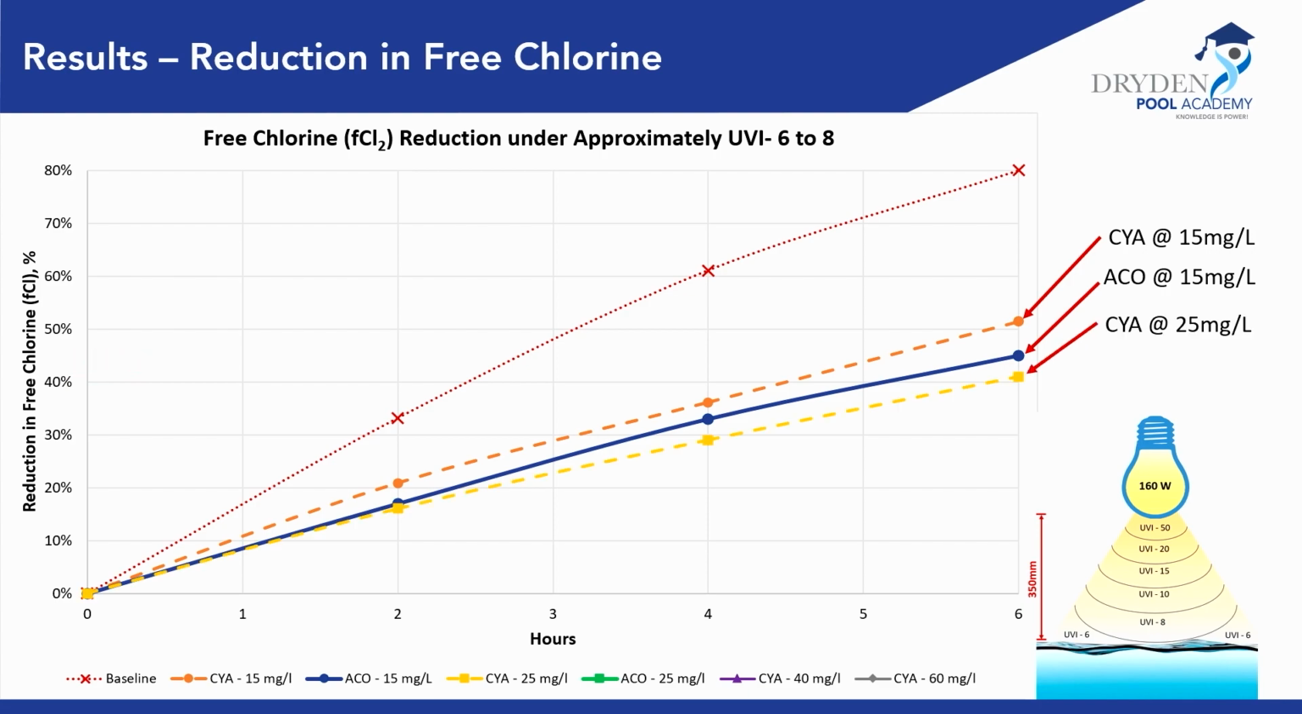Now we go on to the 25 milligrams per litre. Again, at the 3-hour mark, we've got just over 20% of the free chlorine consumed. At the 6-hour mark, it's around 40%.